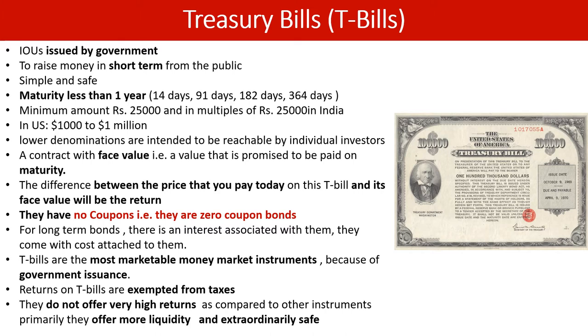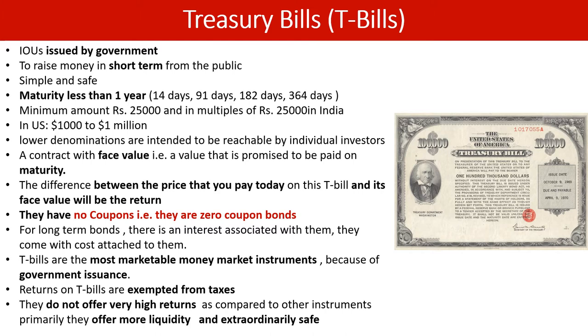In India, the minimum amount is ₹25,000, and they are available in multiples of 25,000. While in the case of the US, it's available between the band of $1,000 to $1 million. Now, the lower denominations of these bills, as you can observe, make them accessible to individual investors also, right? And a contract with a face value is there in the case of these instruments. What do we mean by face value? It is a value that is promised to be paid on maturity. For example, in the picture, you can see it's a $100,000 treasury bill.